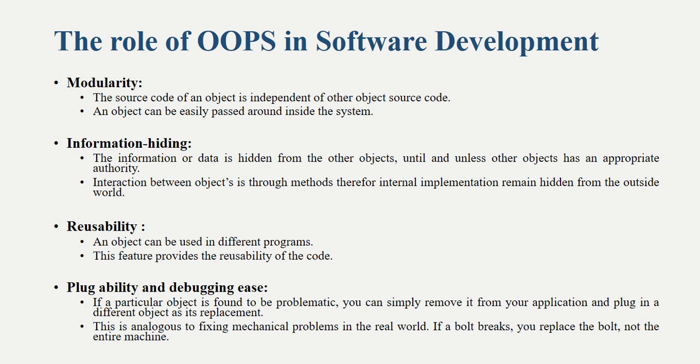So modularity means independence. Information hiding means encapsulation. Reusability means write one code and use it in different programs. Pluggability and debugging means if there is a problem with an object, you can just remove it or replace it, or you can trace the error and try to fix it.